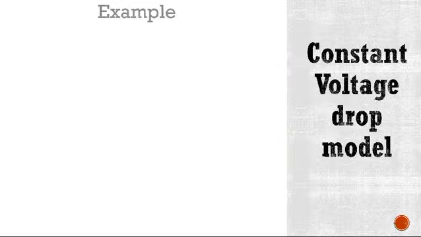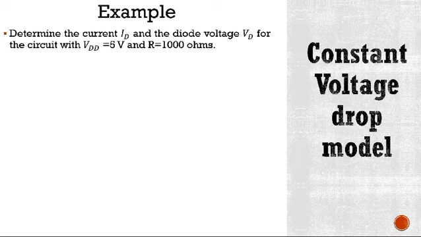Now look at this example. If you have to determine the diode current ID and the diode voltage VD for the circuit where VDD is 5 volts and R is 1 kilo ohm, how are you going to analyze this circuit using the constant voltage drop model? For suppose this is your real diode model, where this is VDD, this is R and this is the diode, that is the real diode. Now what will be its equivalent constant voltage drop model?